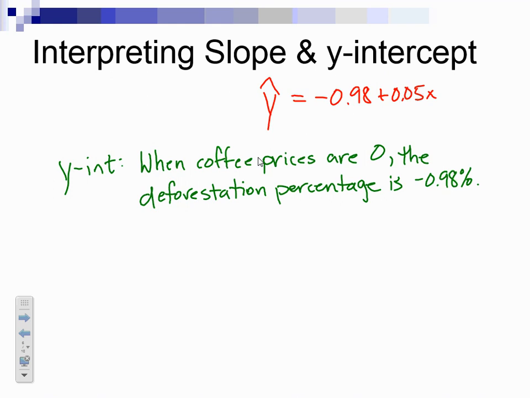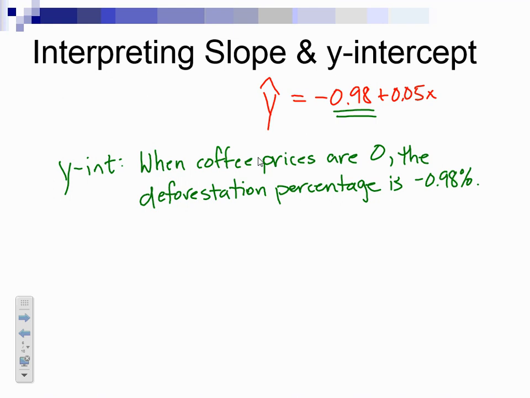Now, for most situations, this makes absolutely no sense at all. It usually doesn't because, and we'll talk about why in a moment, I can't have a negative deforestation percentage. Now, that might mean the forest is growing more, which is possible. They're probably not harvesting as much of the forest. But again, in the context of the problem, it really doesn't make much sense. So that's our interpretation of the y-intercept. It's always going to be what the response variable is when the explanatory variable is 0, based on that y-intercept value.